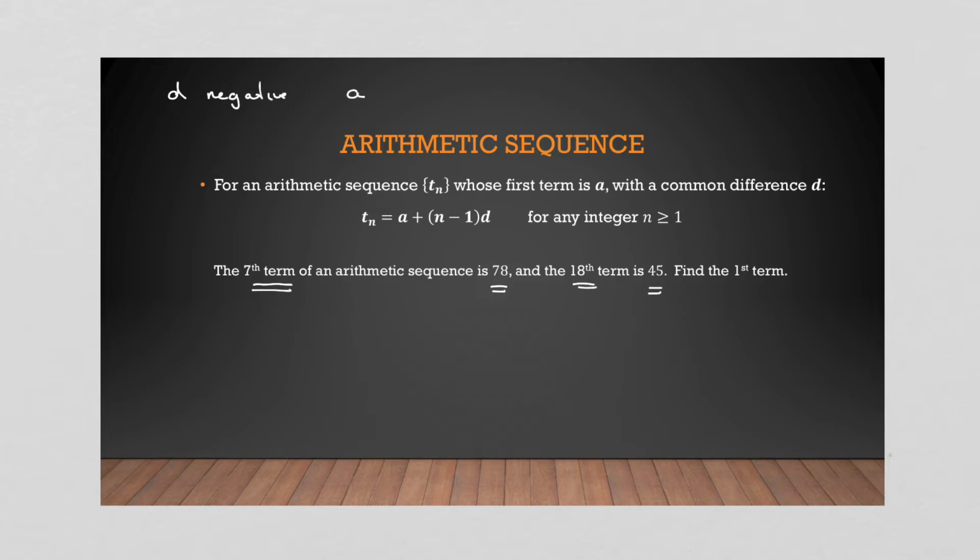And we want to find A. So here we have too much missing information. We don't know D or A. But what you know is you have term 7 here, and you have term 18 here, right? And we know that this one is 78. We know that this one is 45.